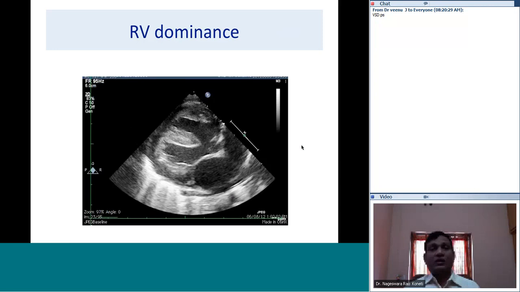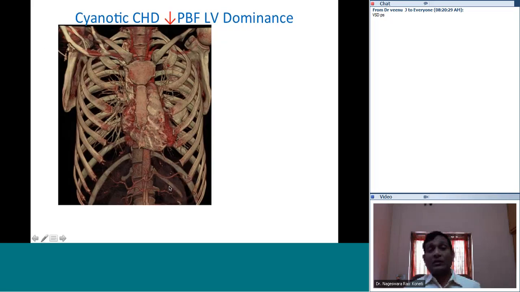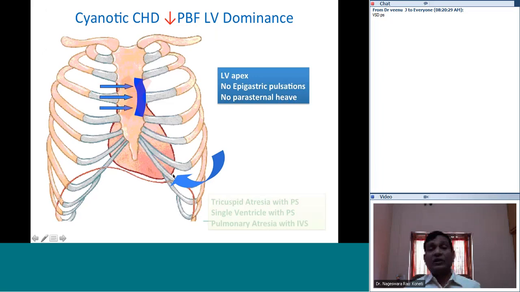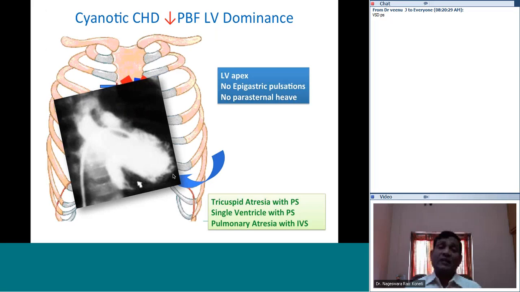So let us look at the LV dominance. If you take the external plane here, you can see the left ventricular apex, which is lowermost and outermost. You can see the LV apex, so you will be able to palpate the left ventricular localized apical impulse. There won't be any parasternal heave, and there won't be any subxiphoid impulse. So in LV dominance, with the LV apex, no epigastric pulsations and no parasternal heave, the classical conditions are tricuspid atresia with VSD and PS, single ventricle with PS, and pulmonary atresia with intact septum.